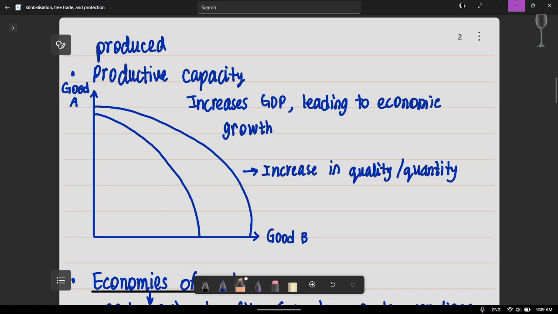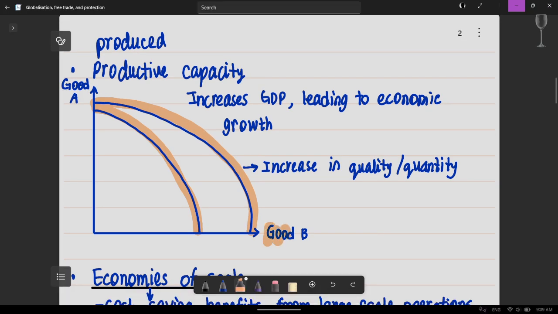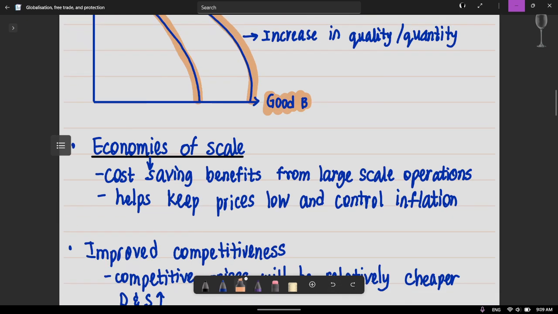Now you can see that we have this initial curve over here, but from here it goes like this instead of going like this. That's because you're specializing in something, a particular good. So let's say you're specializing in the production of good B. That means you're going to increase your production of good B as much as possible and not that much of good A, right? Which is why the curve looks like this.